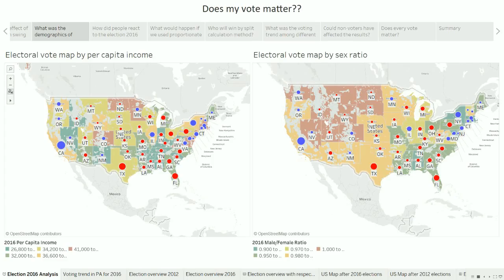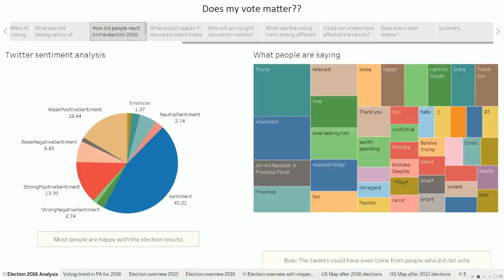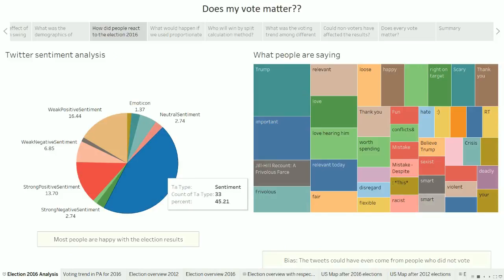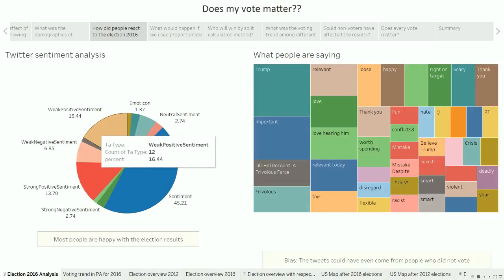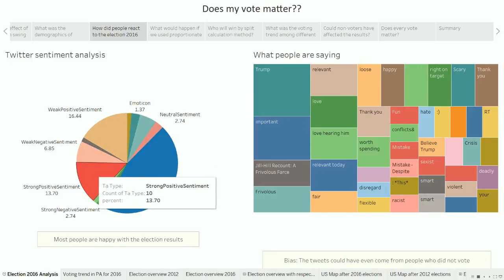Now let's see what the demographics of the voters are. Here we can see the Republicans receive a major number of votes from the areas of low per capita income and low sex ratio. Coming to the next point, now that the elections are over, let's see how the people are reacting to the decision. We did text analysis on Twitter and it looks like people are happy with the new president, with maximum sentiment as neutral, weak positive and strong positive. We can see tweets like Trump, love, etc. are more compared to the negative tweets.